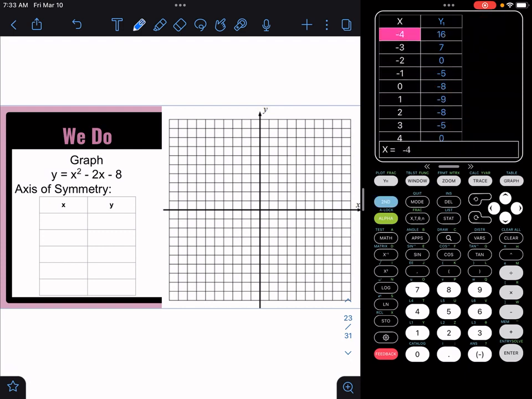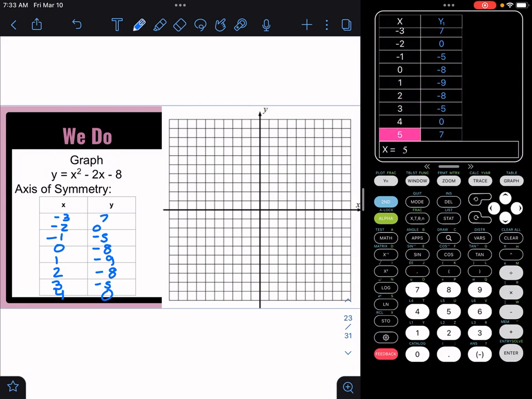I can't graph negative 4, 16. That's too big, but I could start graphing here. Negative 3, 7. Negative 2, 0. Negative 1, negative 5. 0, negative 8. 1, negative 9. 2, negative 8. 3, negative 5. 4, 0. And I could do 5, 7. You don't have to write every single point down.